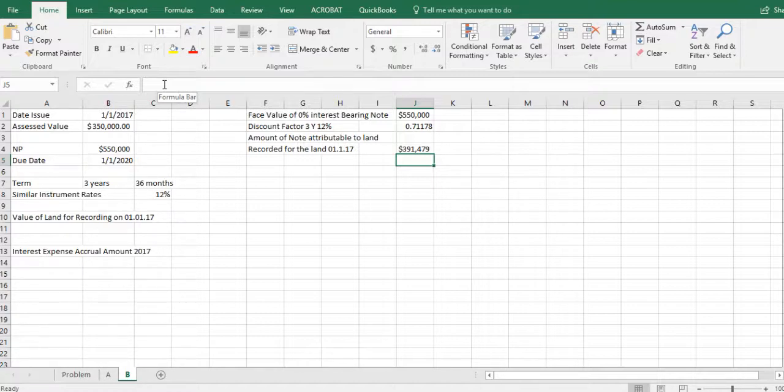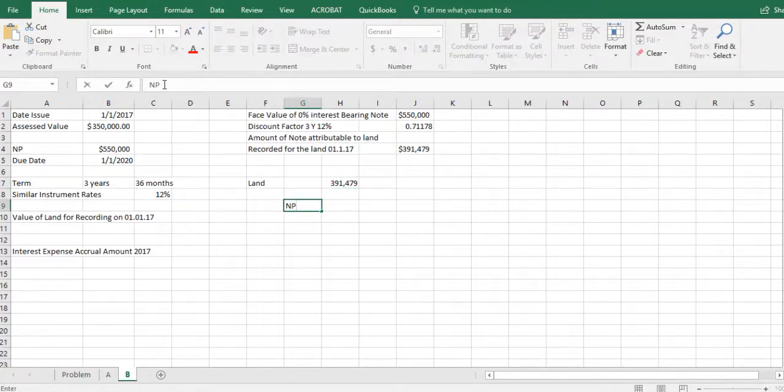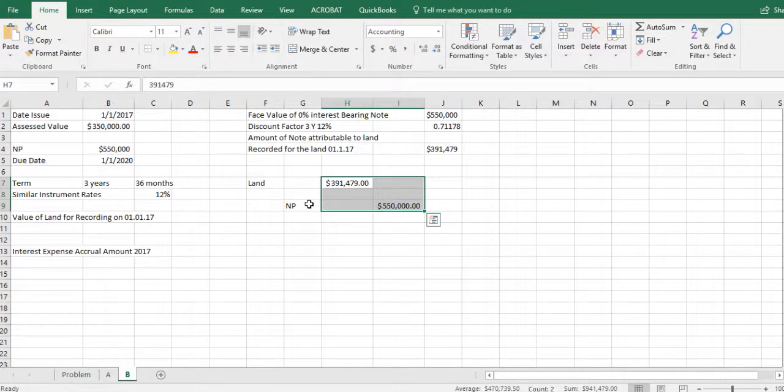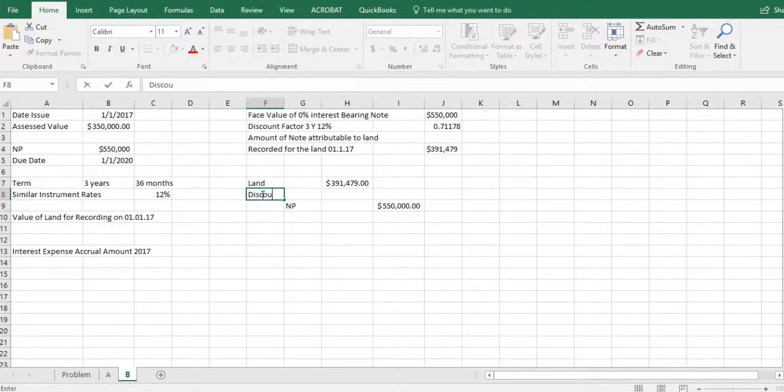So on January 1st, we would have to go through some entries, and the entry when we issued this would be: we would have land, 391,479. We'd have a notes payable, right? That notes payable is $550,000. Well, that's a bit of a conundrum because it's not going to be equal. We would use our discount on notes payable account, and that would account for the difference.